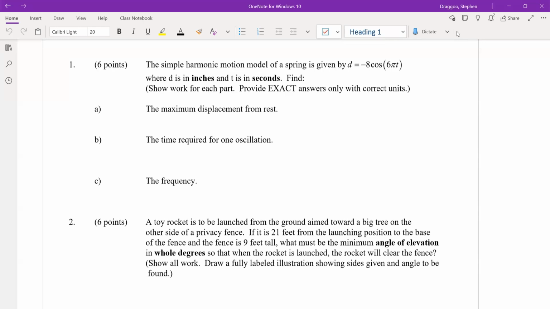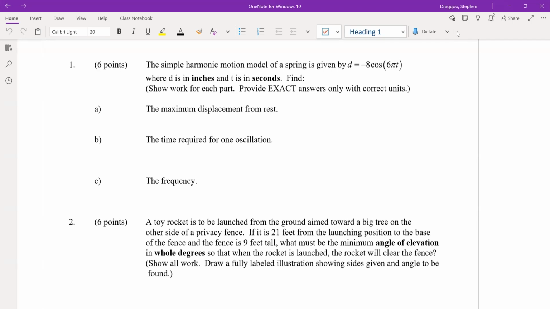So first problem we're going to talk about, the simple harmonic motion model of a spring is given by the equation D equals the thing you see on the screen. D is in inches, T is in seconds. Find each of the following three things.